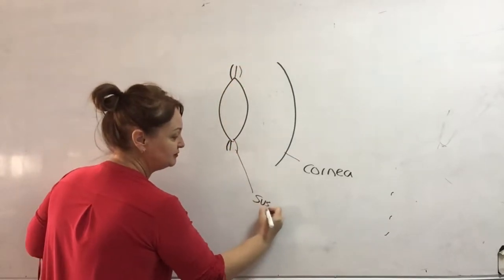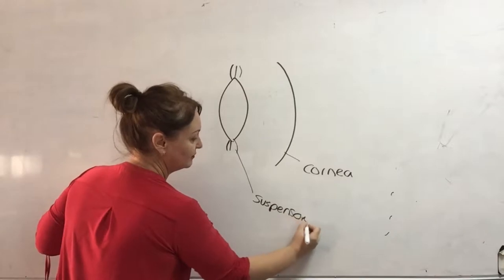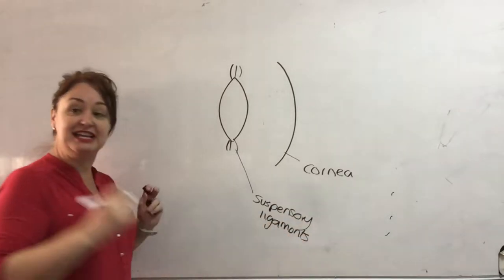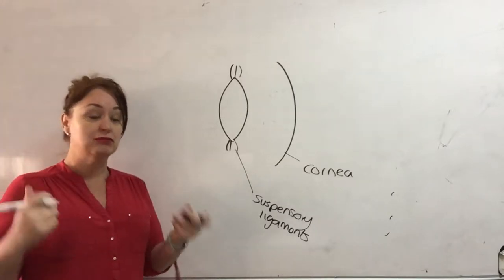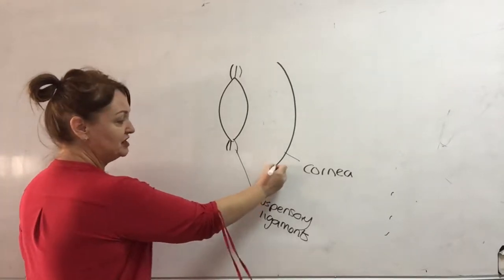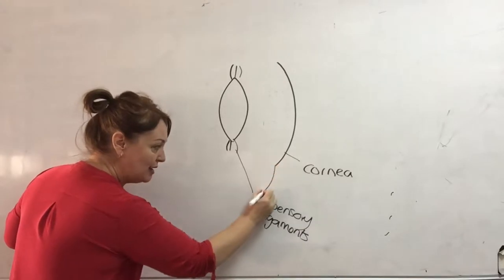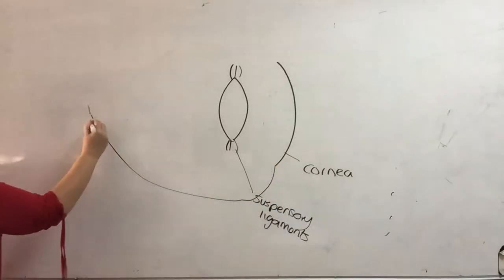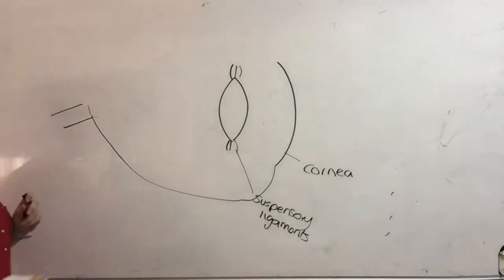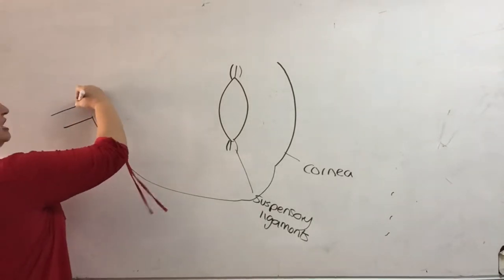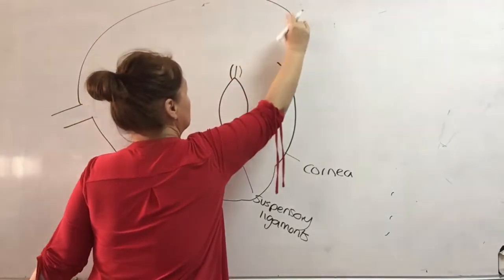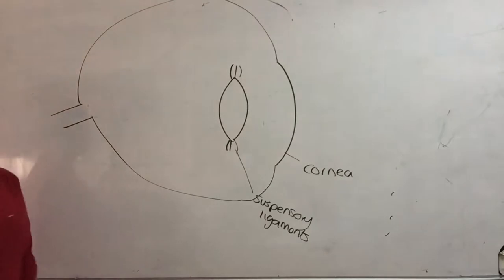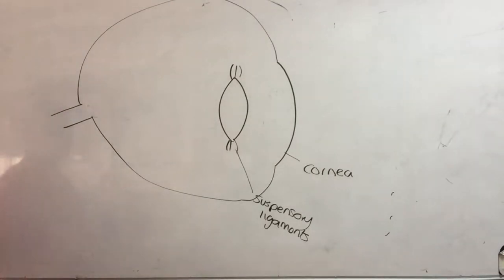suspensory ligaments. And attached to that is some muscle, and the muscle can contract. So if this is the cornea, then you've got the white part of the eye, and then it goes around. We've got the optic nerve. I'm just drawing this really quickly. We've got the optic nerve, comes all the way around. Oops, that's rubbish. We've got the white part of the eye, and it goes like this. Now that's a really poorly shaped eyeball, but you get the idea.